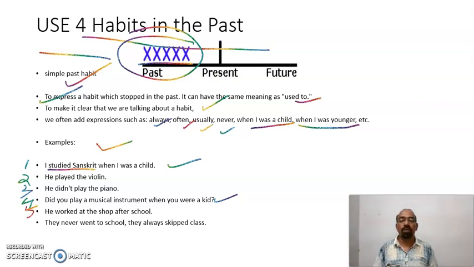Fifth sentence. He worked at the shop after school. So that was his life. Once after school, he went to work in a shop. He continued it for many years. Then sixth sentence. They never went to school. They always skipped a class. So this was their habit. They never went, which means they never used to go to school, and they always skipped a class.